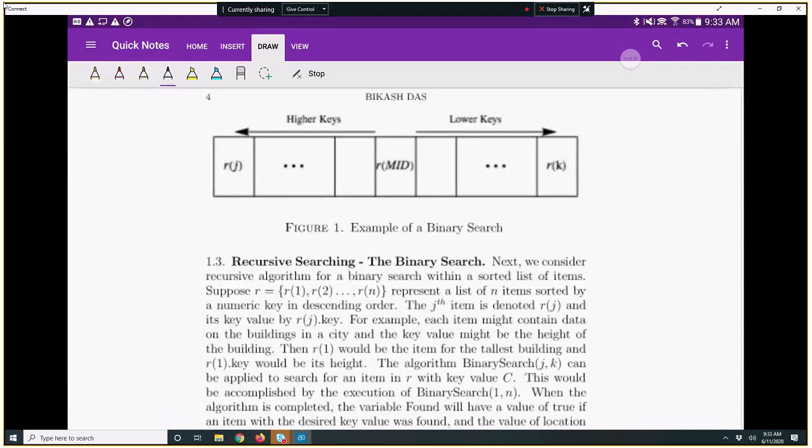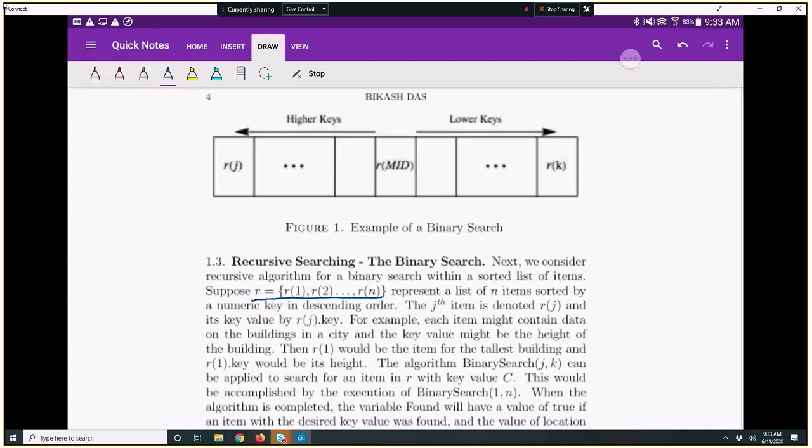So here's an example of how we can use recursion in computer science. This will be called binary search. So consider a recursive algorithm for a binary search written within a sorted list of items. So let's say R is our sorted list of items, and R is R1, R2, all the way up to Rn. This is the set of items, and they're sorted.